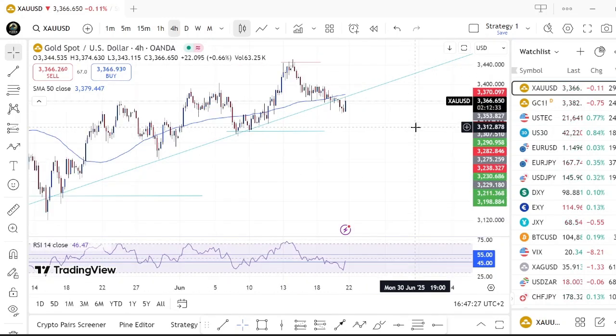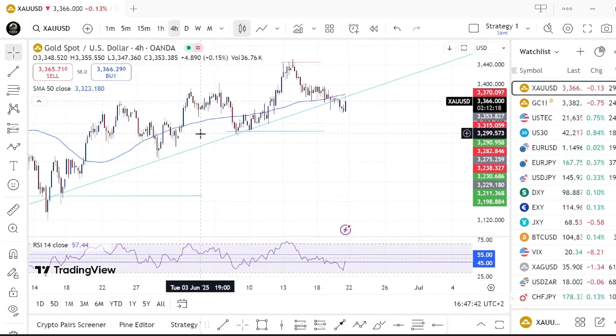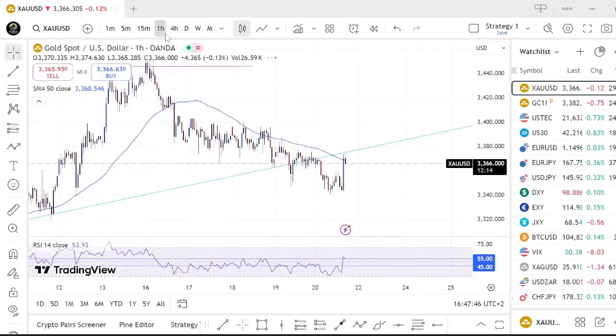As it stands on the 4-hour chart, we see price trading below the 50 SMA. And we're very much trading with bearish momentum, with the RSI trading below 45, above 30. So the confluences all point towards bearish momentum from the 4-hour chart.